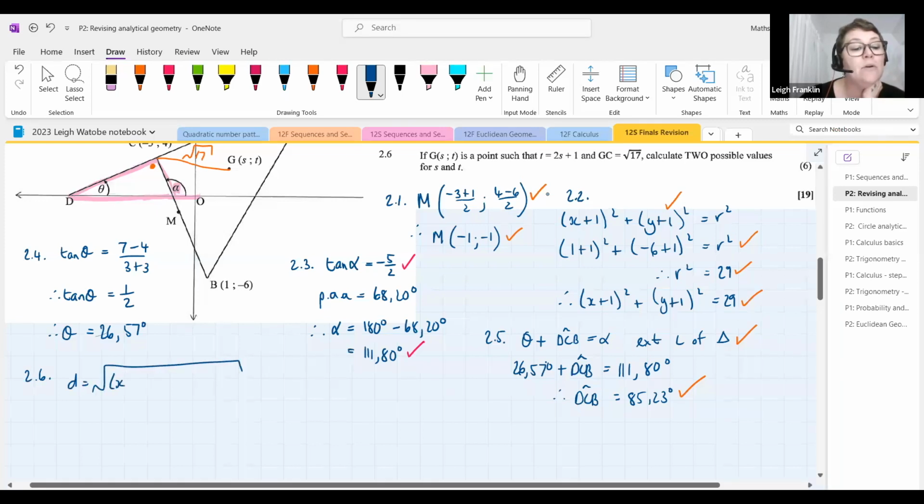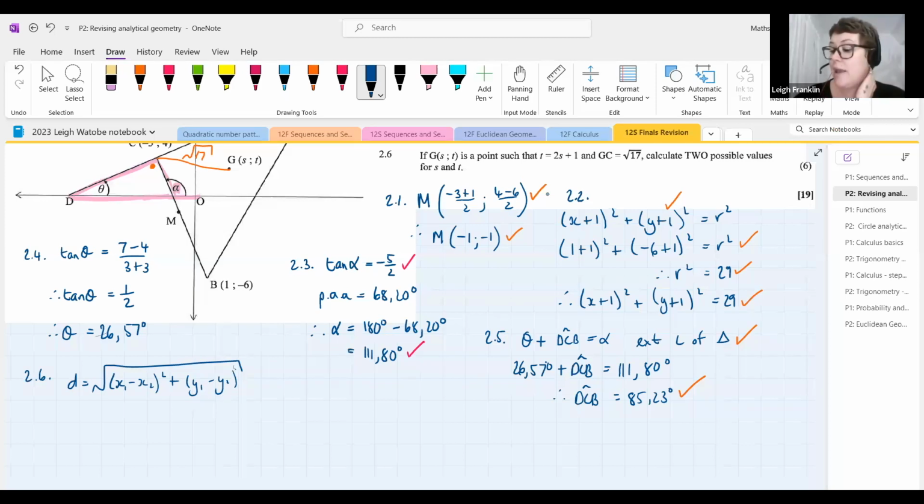There's our change in our x coordinates, our change in our y coordinates, and sorry, my length of my line, GC, is root 17. So that's got to go over here. Okay, now it comes to me subbing in. Yes, Pinga, you are eventually going to end up solving simultaneously.